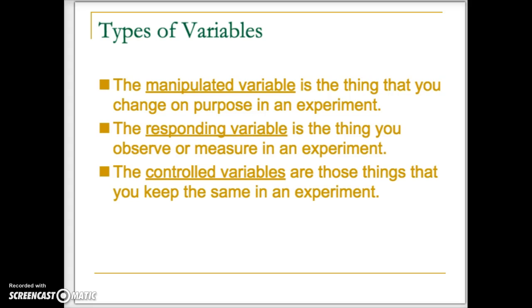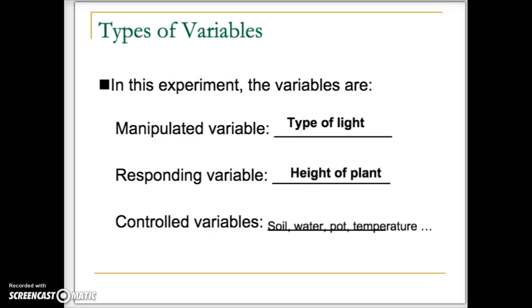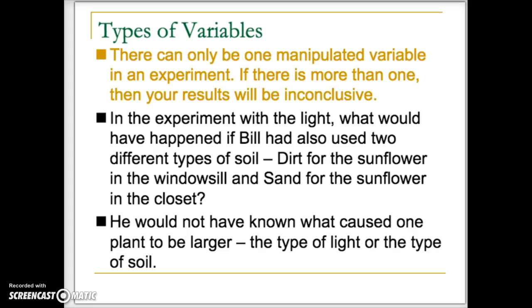He was measuring the growth of the plant, so that was his responding variable. And the last one is the controlled variable. Those are the things that you can keep the same in an experiment. So during Bill's experiment, he was keeping the soil, the water, the pot, and the temperature the same. The only thing he was changing or manipulating was the type of light, which was his manipulated variable. Okay? So there can only be one.